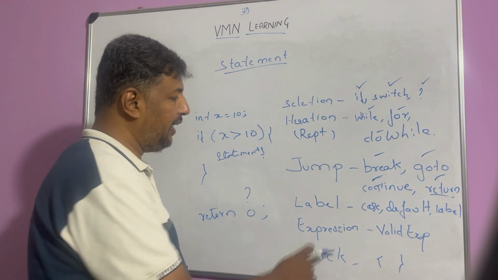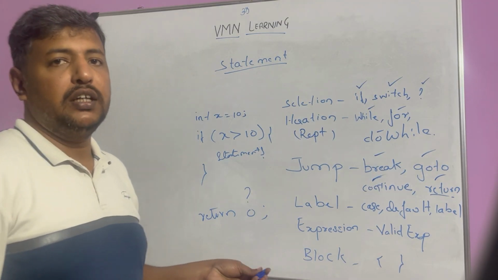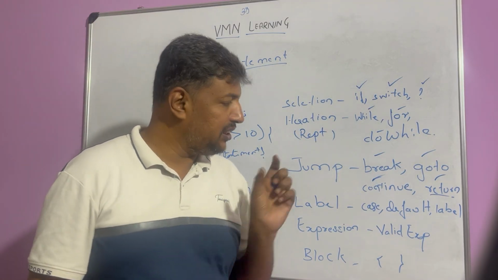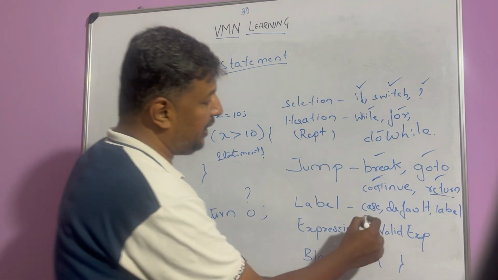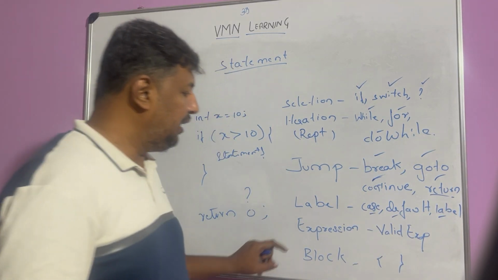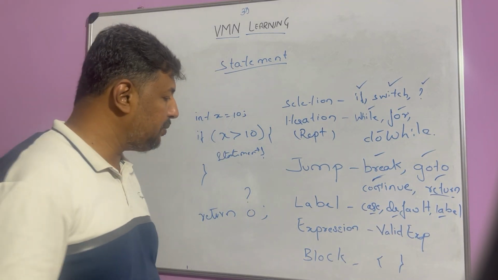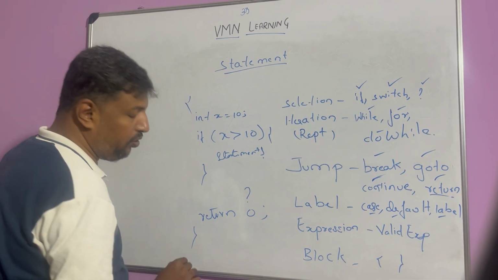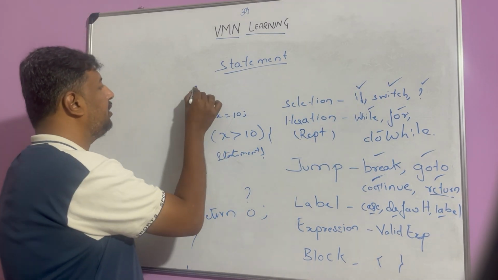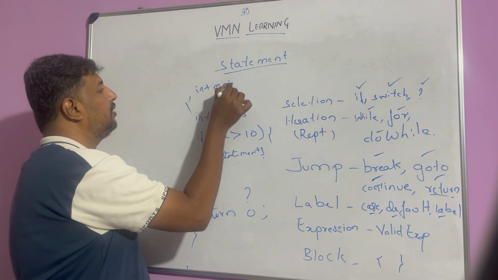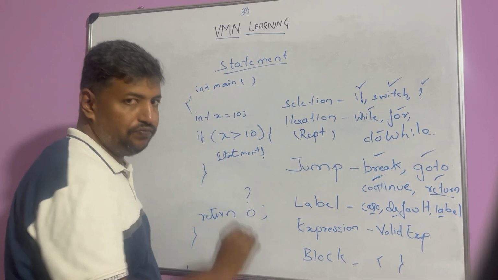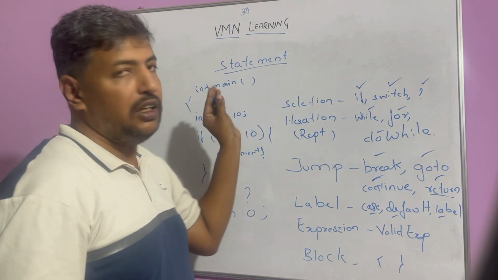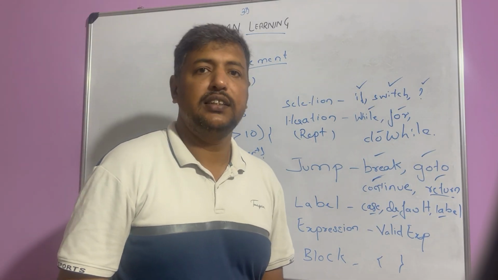This is a jump statement. And labels. Labels are by default characters that mean specific stuff. These are case, default, and label. Then expressions, where we will learn about valid expressions, and then blocks. The whole thing is always going to be written in a block, right? Into main, so return 0. Okay, so these are the types of statements. So let's start with the selection statement.